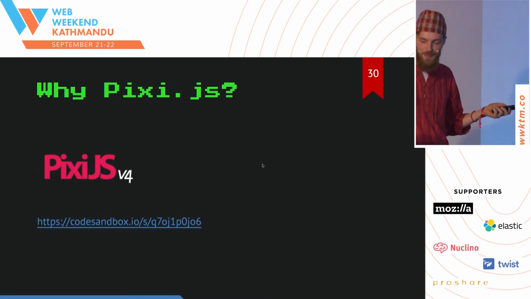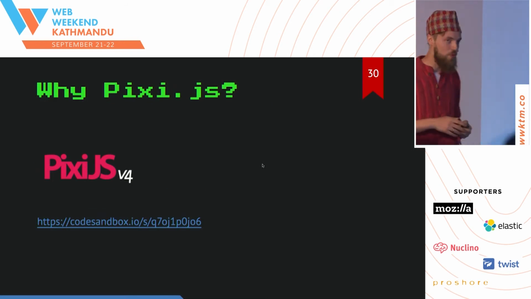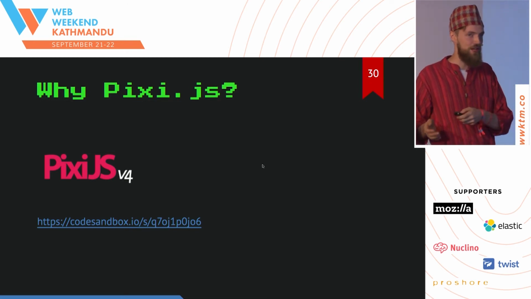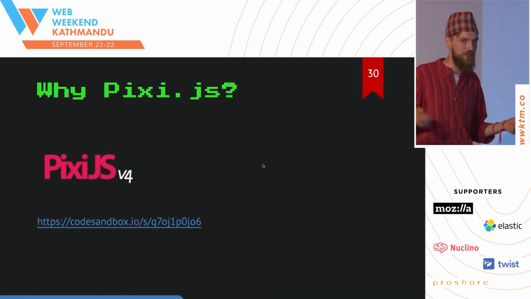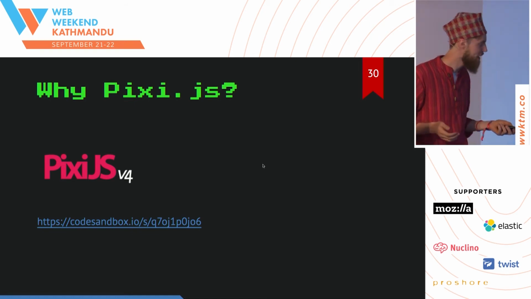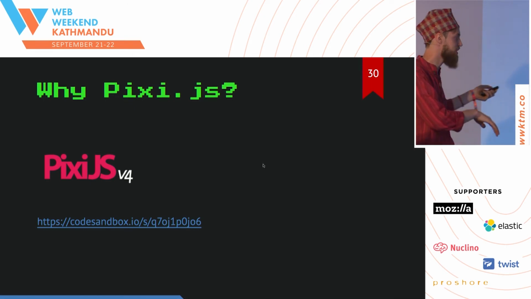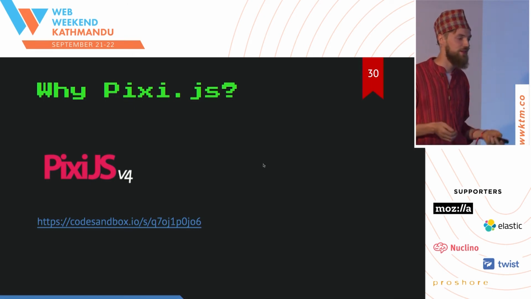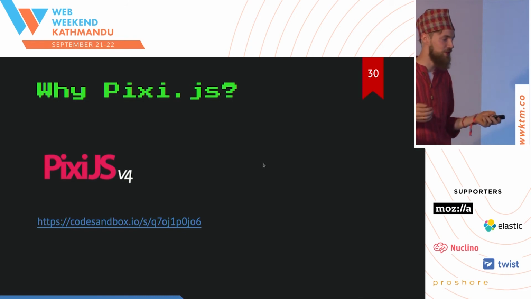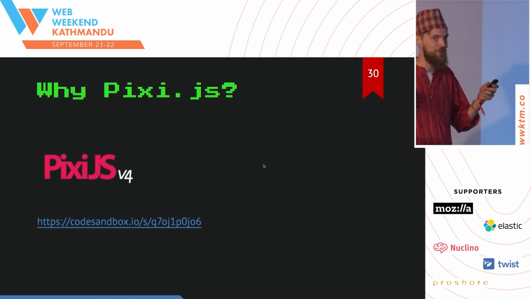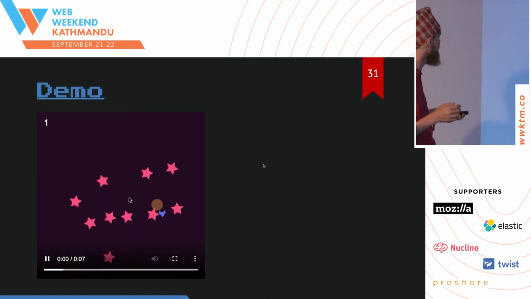Why Pixie.js? Pixie.js is the most famous renderer for two-dimensional art, games, and so on. It's already a standard in game development for the web. It's a renderer for WebGL that can use Canvas and so on, and it has a good abstraction from WebGL. And when you use it with React, we have good abstractions of WebGL.